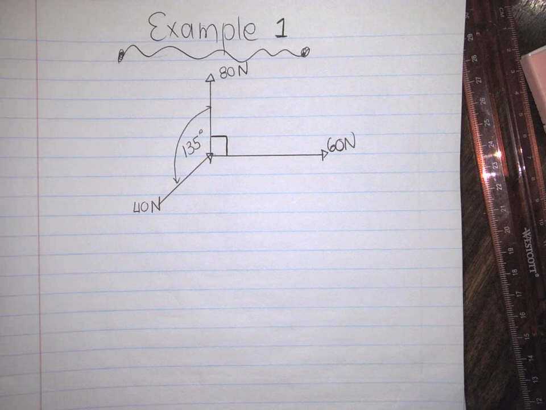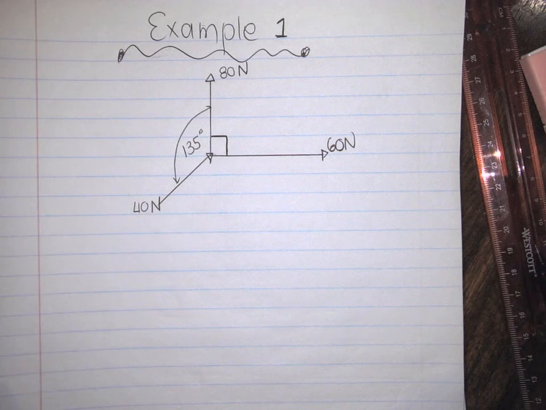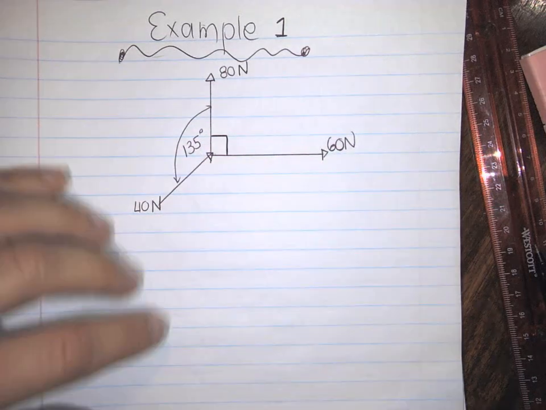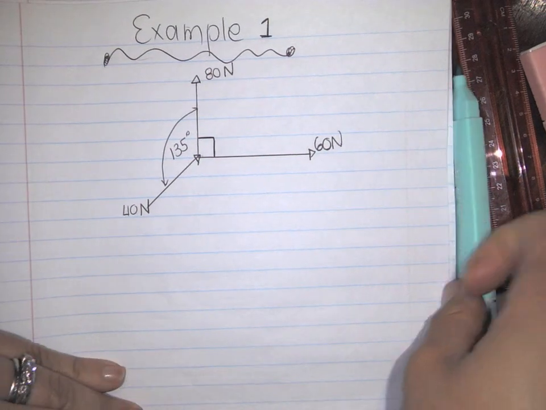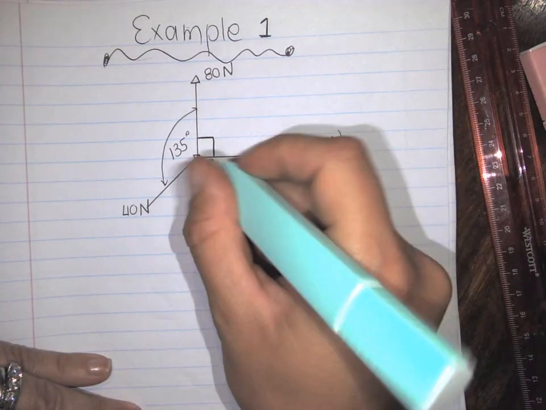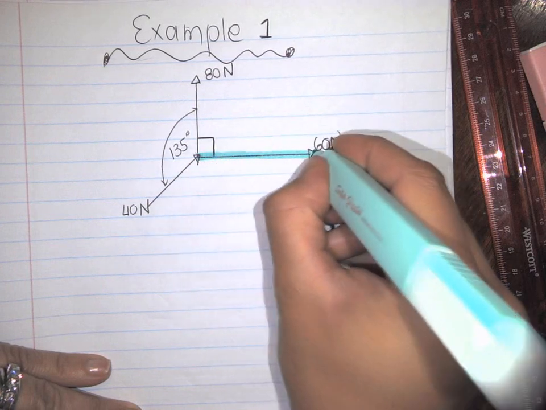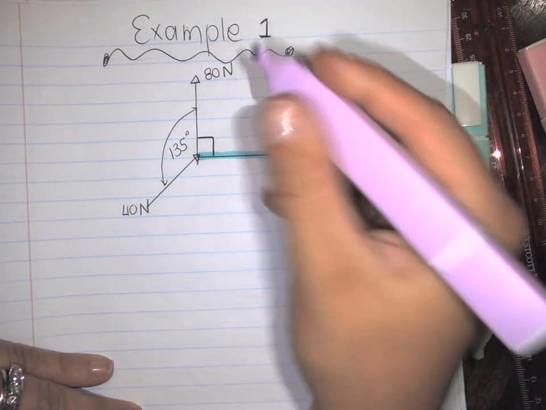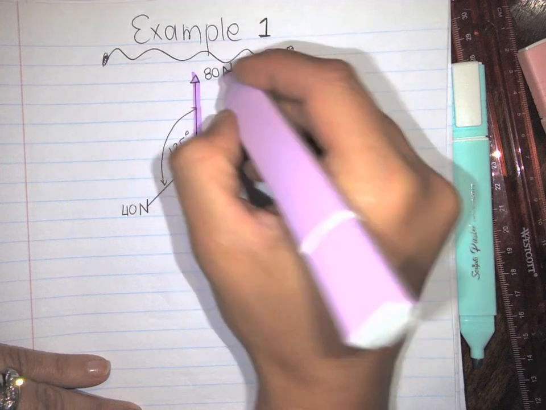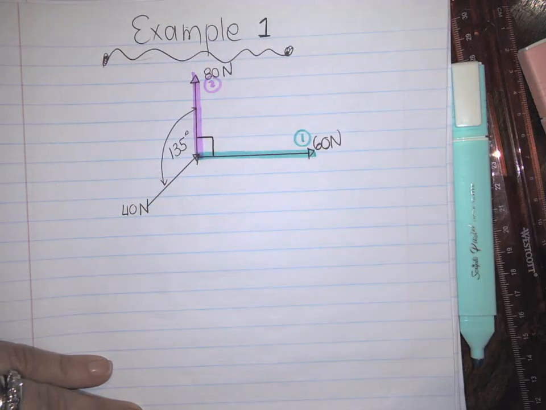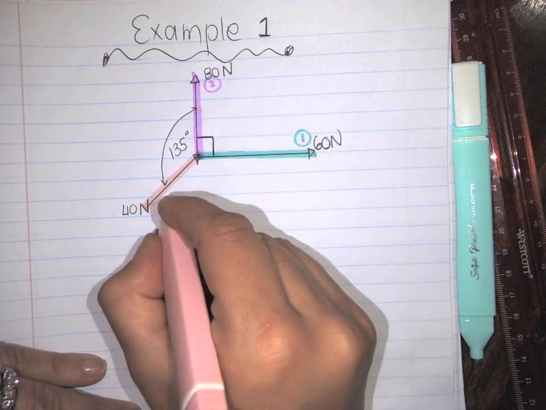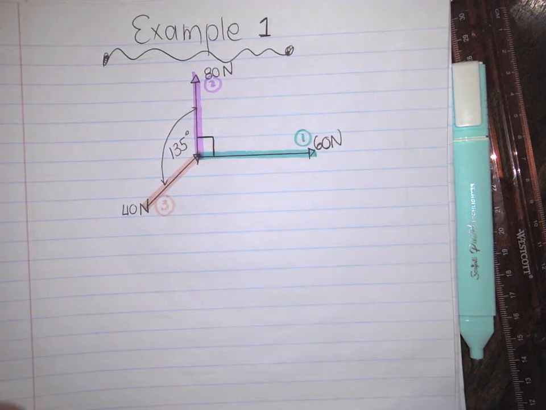Now, the first thing before we even start with our steps, I want you to just go and number these for you to make it a little bit easier. So let's make the 60 newtons number 1, then the 80 newtons number 2, and the 40 newtons number 3 in the diagram.